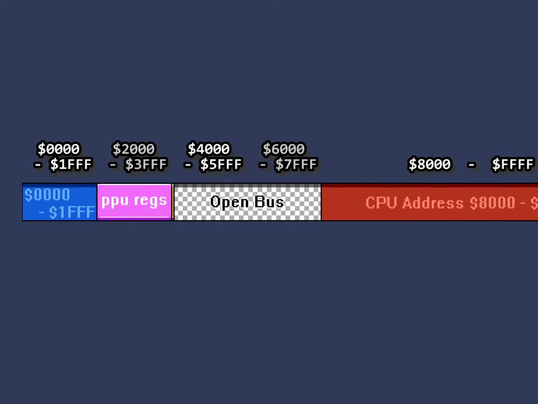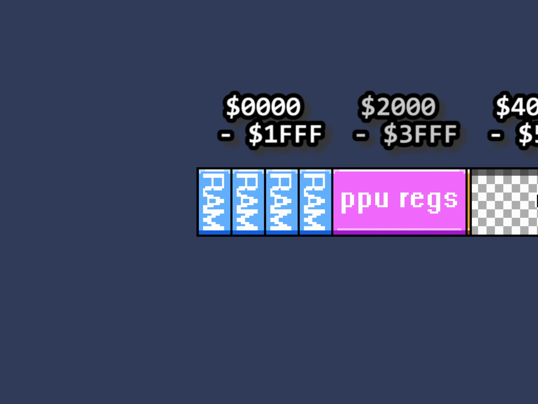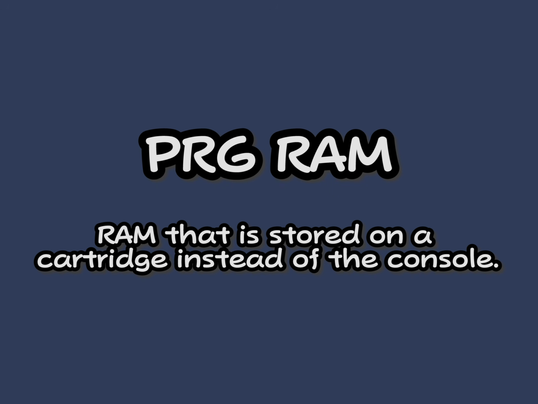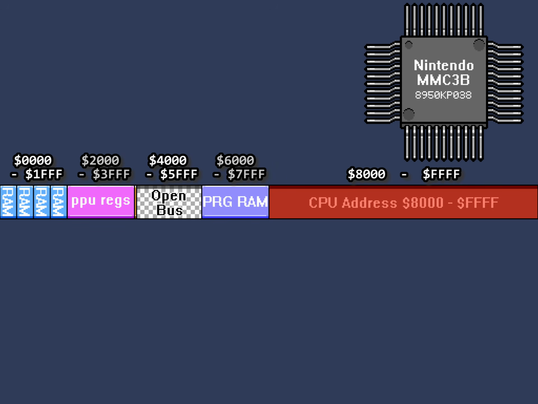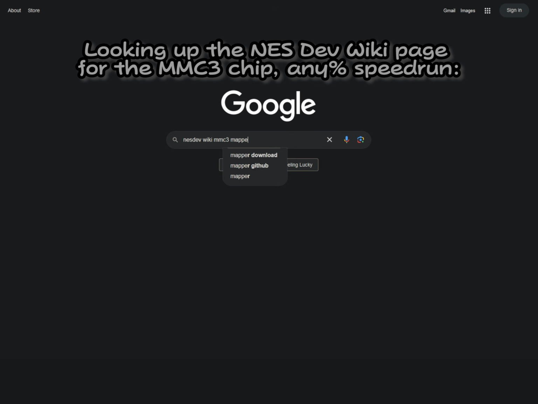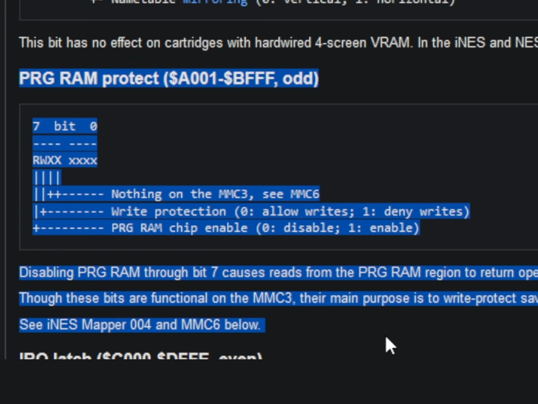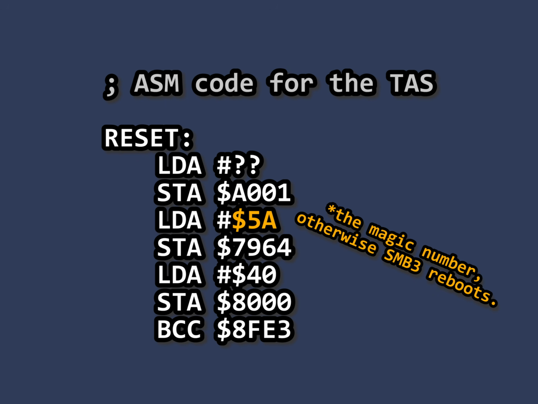Usually, the NES only has RAM from address 0 to address 7FF. This RAM gets mirrored through address 1FFF. But the MMC3 Mapper chip has external program RAM that's stored on the cartridge instead of the console. The console can read this RAM from address 6000 through 7FFF, but only if the MMC3 chip has this external RAM enabled. Okay, so for our run we need to enable this external RAM by writing to address A001, and we also need to write 5A to address 7964.